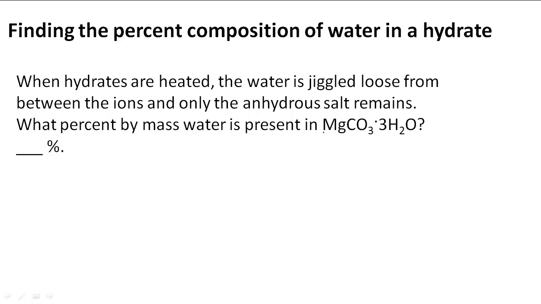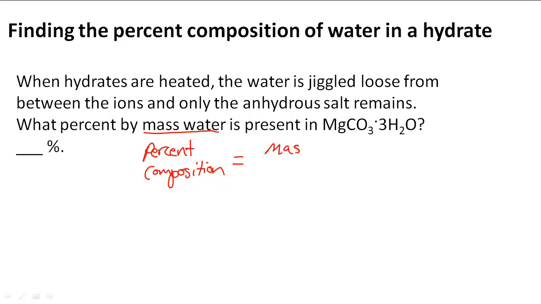What that's telling us is that there are 3 water molecules attached to each one of the magnesium carbonate molecules or compound that we have here. So we want to find out the water that's going to leave the salt when we heat it up. To find the percent composition, we first find what we're trying to find the percent of, the mass of water.